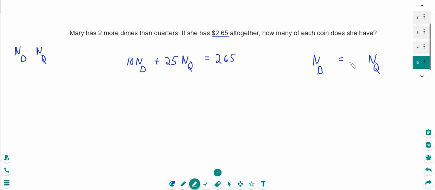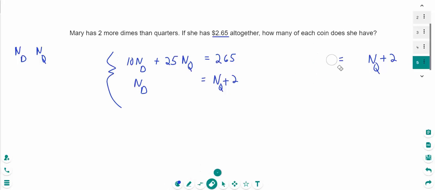So in order to equate these numbers, we need to add something to the quarters. We're going to have to add 2 to the quarters so that they add up to the same number of dimes that she has, because she has 2 more dimes than quarters. Okay, so we add 2 to the quarters, and now they have the same amount on both sides of the equal sign. Okay, all right, so that is our second equation. So we'll write that down over here. Number of dimes is equal to number of quarters plus 2. And again, I think it just makes sense to use substitution here. It's just kind of laid out for us already.